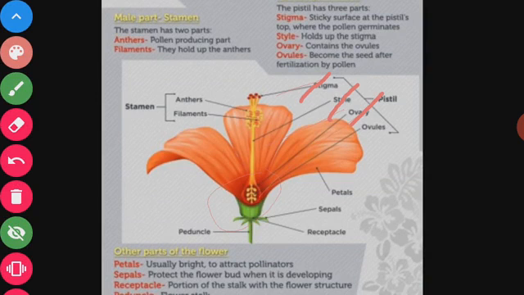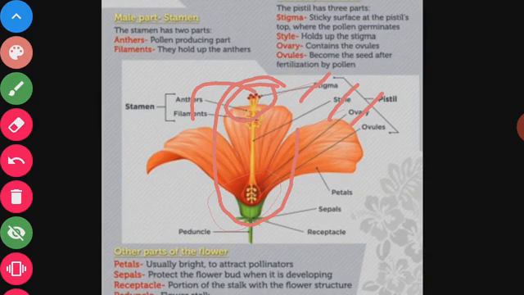Okay, what is the function of the stigma? It is for receiving the pollen grains. When the pollen grains come from the anther to the stigma, the function of this topmost part is to receive the pollen grains from the anthers.